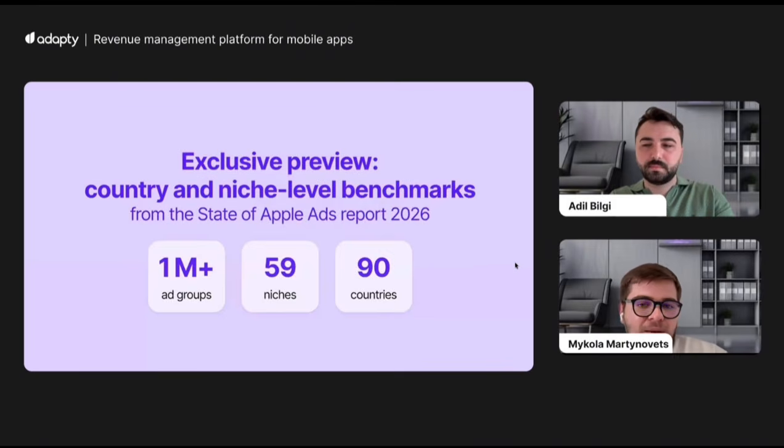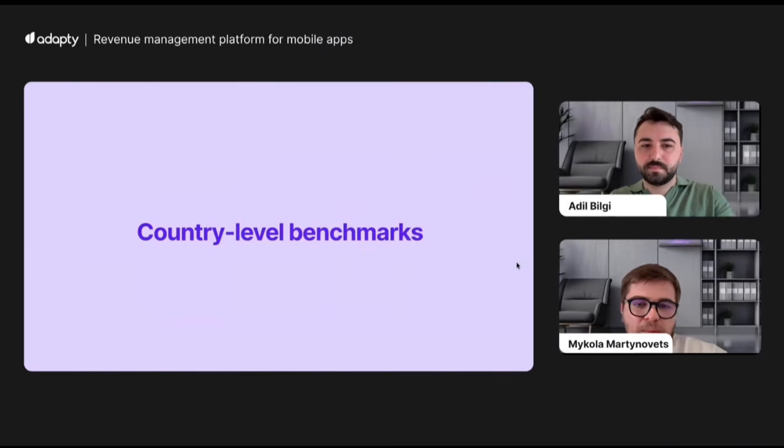And the headline finding that we analyzed from 1 million ad groups, 59 niches, and more than 90 countries is that many teams are spending their budget in the wrong places. Let me show what it means.